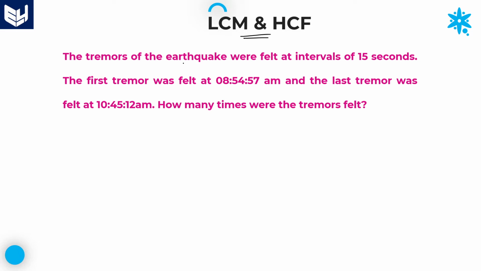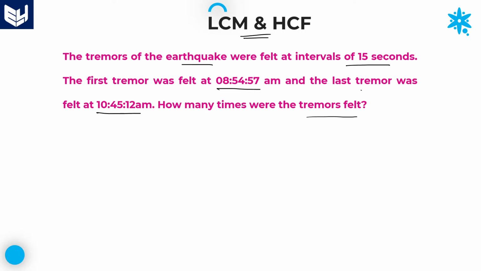The tremors of earthquake were felt at intervals of 15 seconds, and the first tremor was felt at 8:54:57 am. It means 8 hours 54 minutes 57 seconds, and the last tremor was felt at 10 hours 45 minutes 12 seconds am. How many times were the tremors felt? We need to find the number of times the tremors were felt.